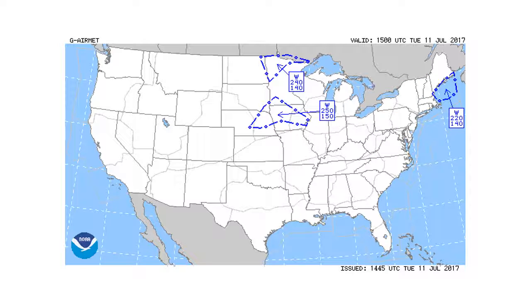Looking at icing AIRMETs, we do have an icing AIRMET over the Grand Forks area, northwestern Minnesota, from 14,000 to flight level 240. We have another one down in southern Minnesota, Iowa, Nebraska, and just the very southeastern tip of South Dakota from 15,000 to flight level 250. And then if we look off the coast of Maine, there is an icing AIRMET from 14,000 to flight level 220.